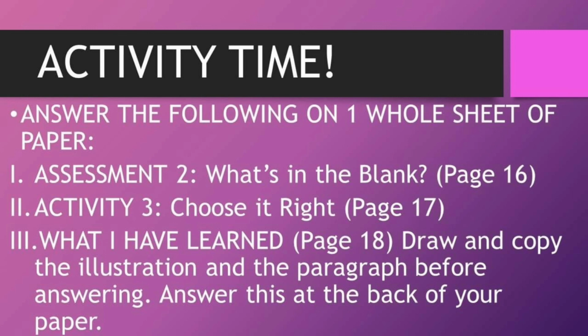And for the next one is activity number 3. Choose it right. It is located on page 17. All you have to do is complete the description of each picture by writing the correct modal nouns. And you have choices. It is located inside the box. So you just need again to write the answer only. No need to copy the question or the sentences.